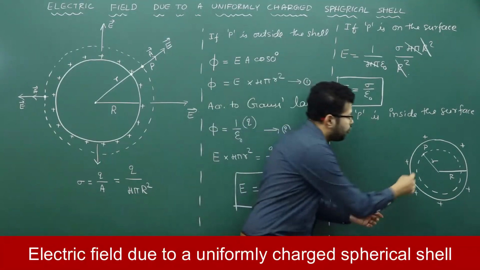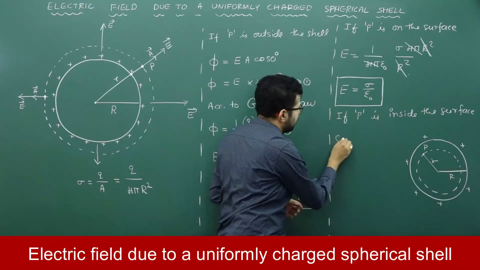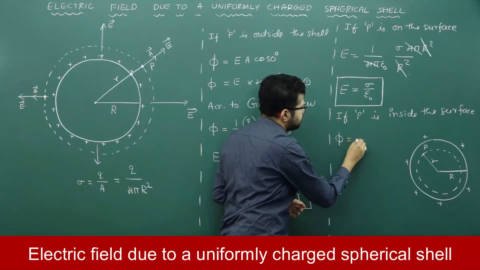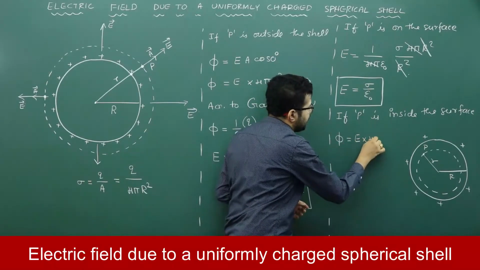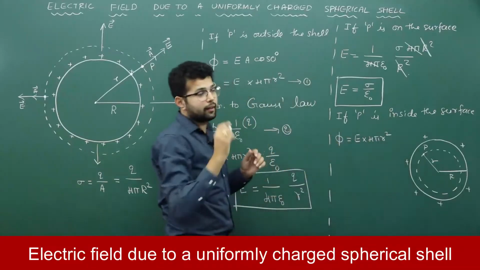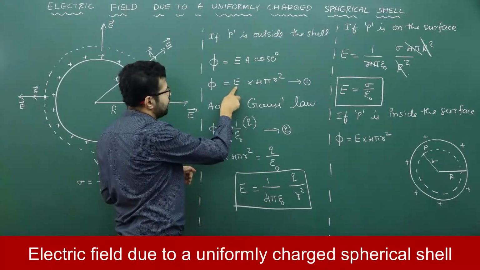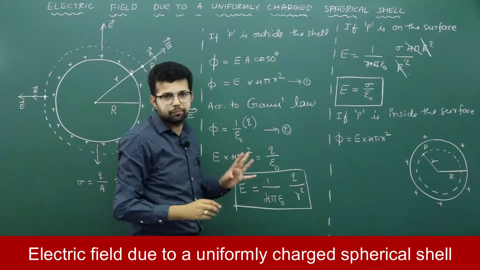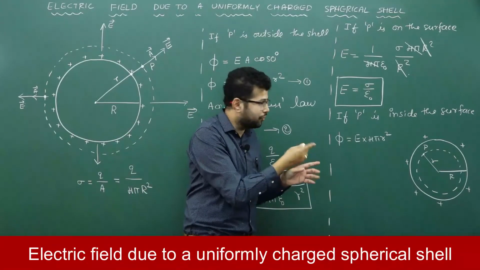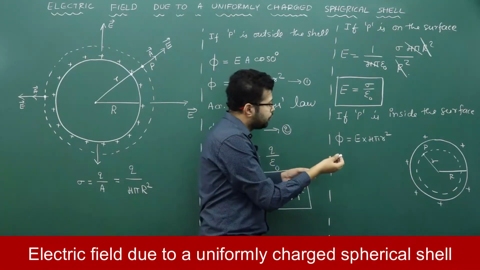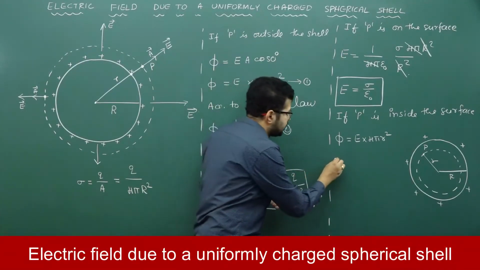Now, what is the flux through this Gaussian surface? Flux through the Gaussian surface is E into 4 pi r square. I can directly write. Here we have written how flux is calculated, E into 4 pi r square. Now, if you use Gauss law, what happens?